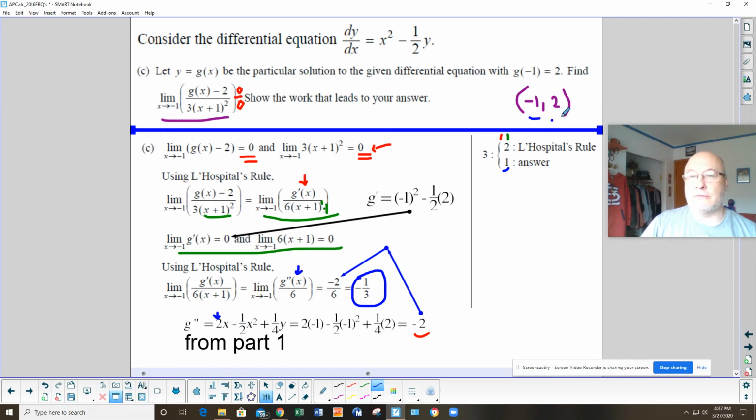And then don't forget, anytime you see a y, here's a y. In place of that y, you're going to have a 2. So when you work all of this out, you get a -2. So follow the trail here. This is a -2 on the numerator. You could have done a lot of that in your head.